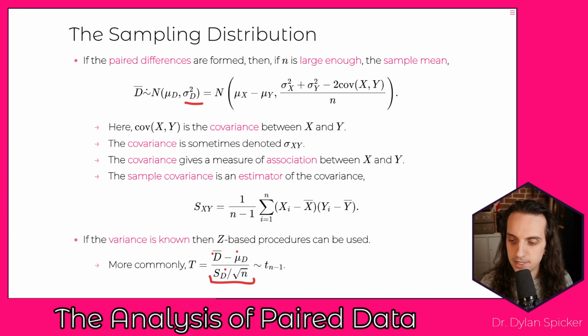And if the mean that we plug in here is correct, then this should follow a T(n-1) distribution, or an approximate T(n-1) distribution. Again, as long as that sample size is large enough or the population is actually normally distributed.